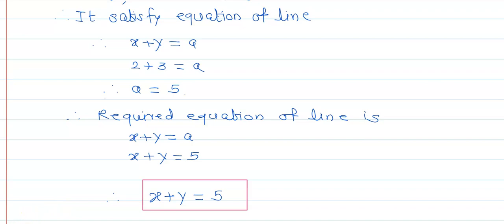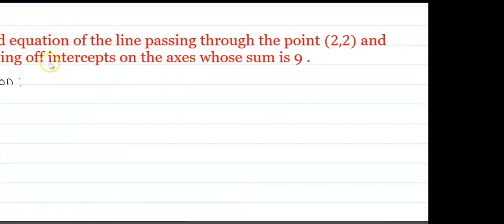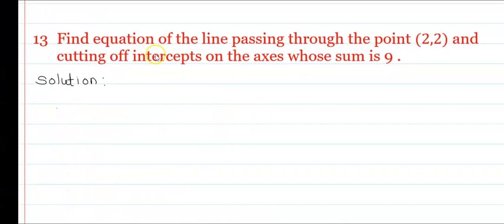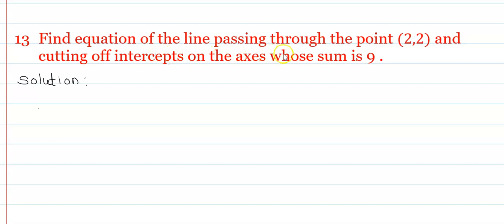Now the next problem. Now the next question. Find the equation of the line passing through the point (2, 2) and cutting off intercepts on the coordinate axes whose sum is 9. Okay. Now again the equation of line.